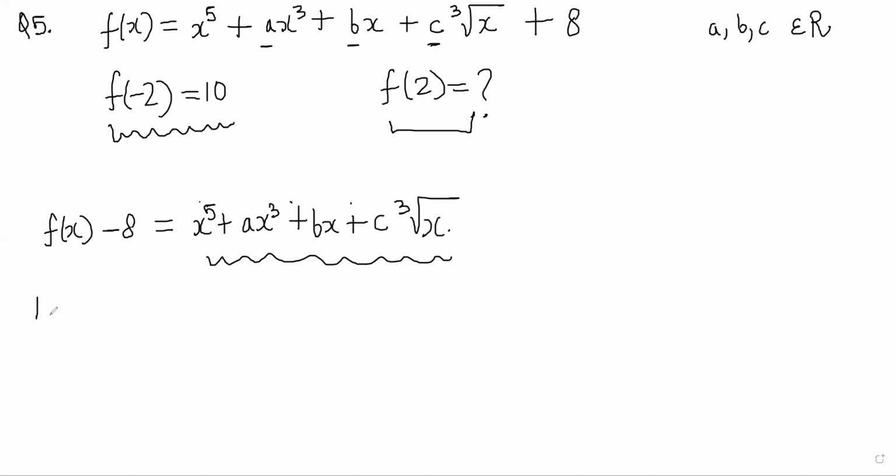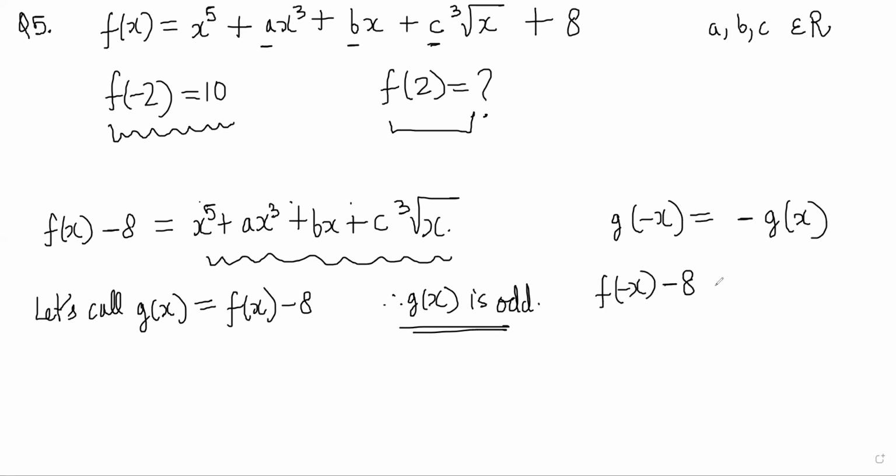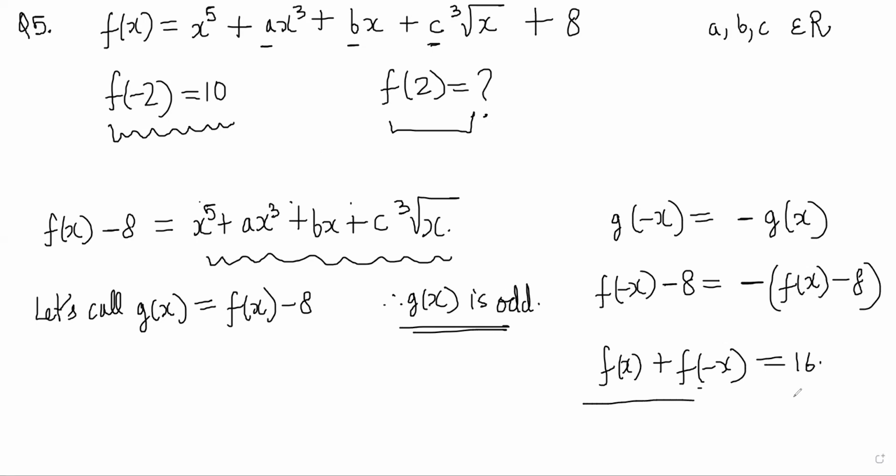So we can say that let's call g of x equal to f of x minus 8, and we have therefore g of x is odd. If g of x is odd, we know that g of minus x is equal to minus of g of x. So g of minus x would be f of minus x minus 8 is equal to minus of f of x minus 8. So we'll get f of x plus f of minus x is equal to 16. We should be able to deduce this condition because of the fact that g of x is an odd function.